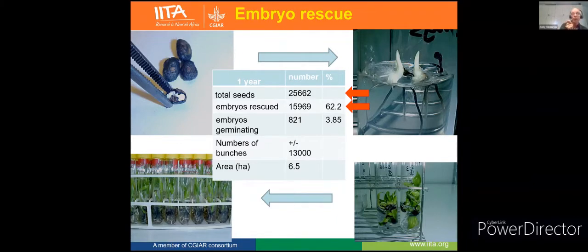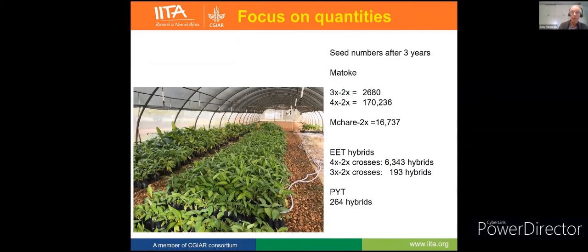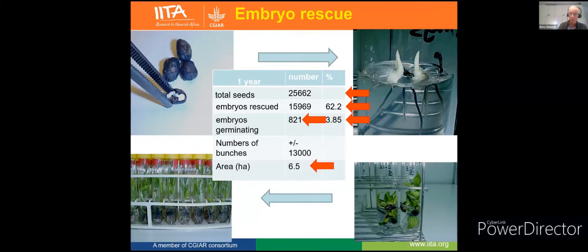Look at the right side. From the 25,000 seeds, only 62% will have an embryo. And of those 62%, only 3.8% will germinate. That means that we will obtain 800 hybrids, more or less, from 6.5 hectares. Now, if you compare it with another breeding program in rice or maize, you see that we are really not that fortunate with the banana plant. But anyway, I showed you already previously, we have hybrids and we have a very high genetic gain. So we are delivering what is expected.